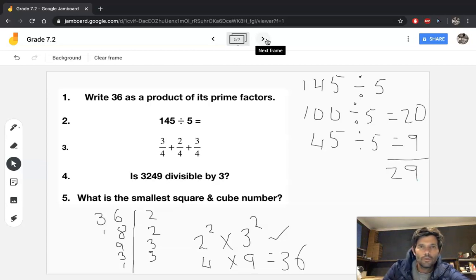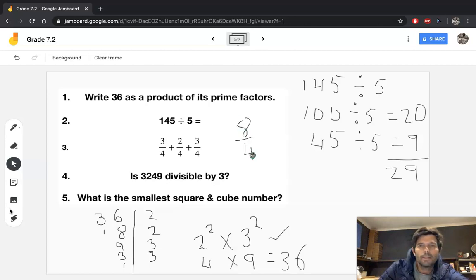3 quarters plus 2 quarters plus 3 quarters. We should know that when the denominators are the same, we just add the numerators. So 3 plus 2 plus 3 is equal to 8. And you keep that 8 over the same denominator. So it will be 8 over 4.